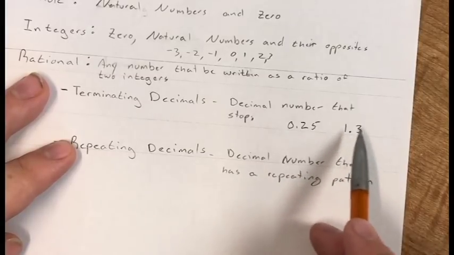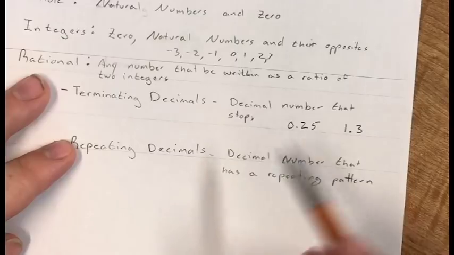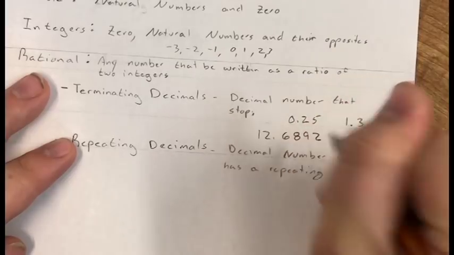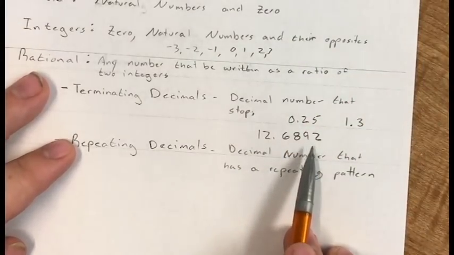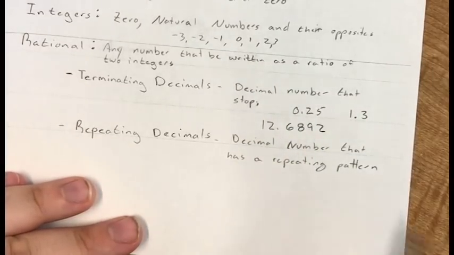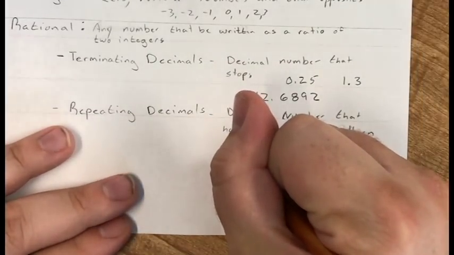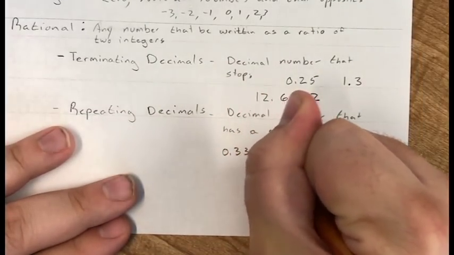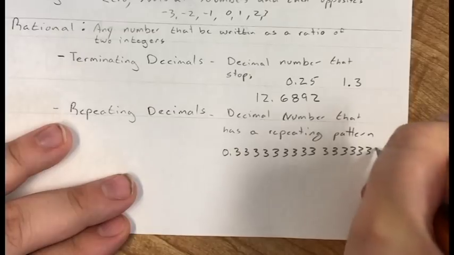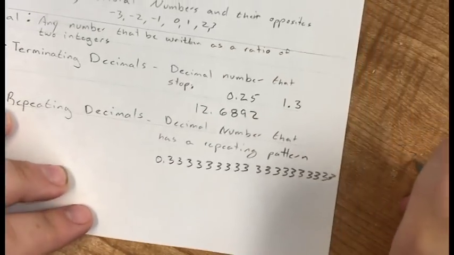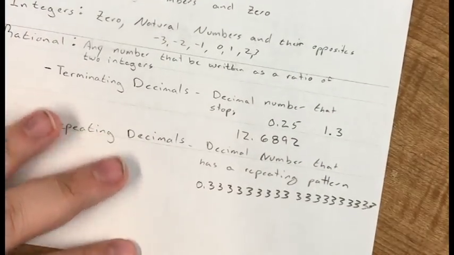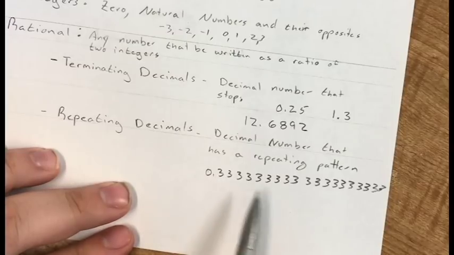And we can do all these different numbers and examples. It's infinite. We can do a lot of different things. So, just as another example, 12.6892. This is a terminating decimal, all right? Now, repeating decimals are decimal numbers that have a repeating pattern, such as this most common one, 0.3333333333. The number keeps repeating over and over and over again. This is a repeating decimal.